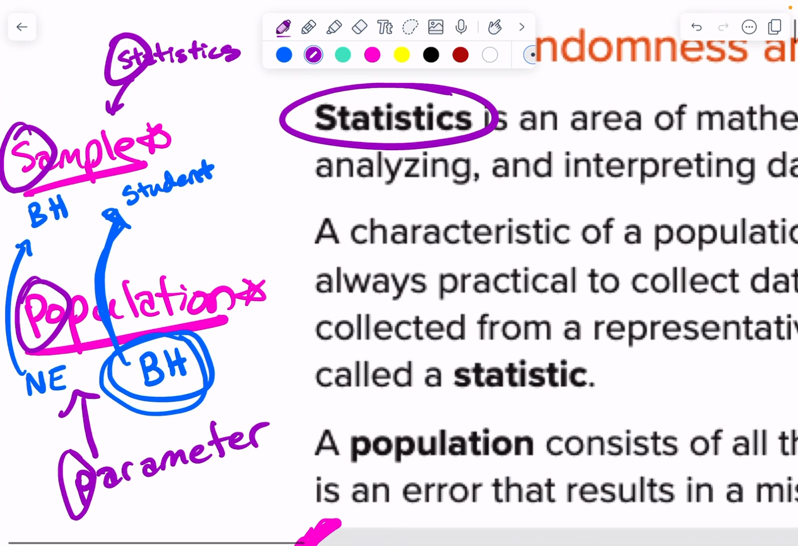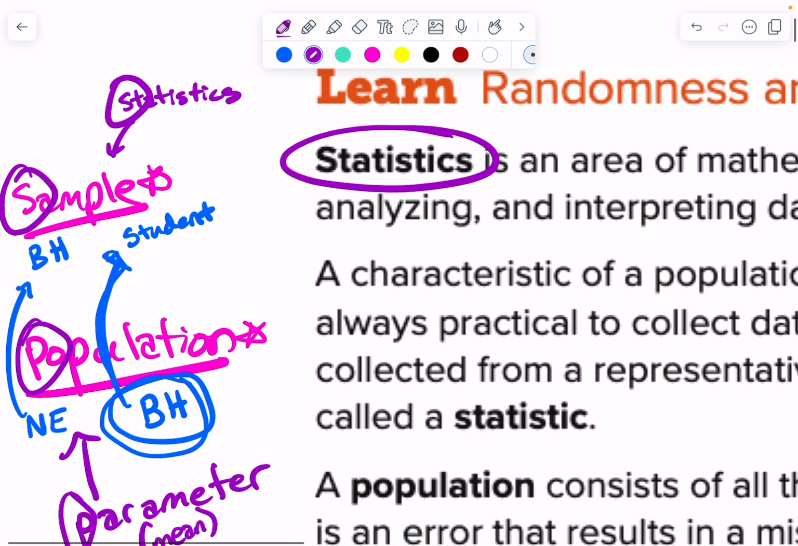Okay, so maybe I'm talking about the mean of a population, that would be a population parameter. If we're talking about the mean of a sample, that would be a statistic. Okay, so same thing, but one of them is a statistic versus a parameter, depending on whether it's sample or population. That's how that breaks down.